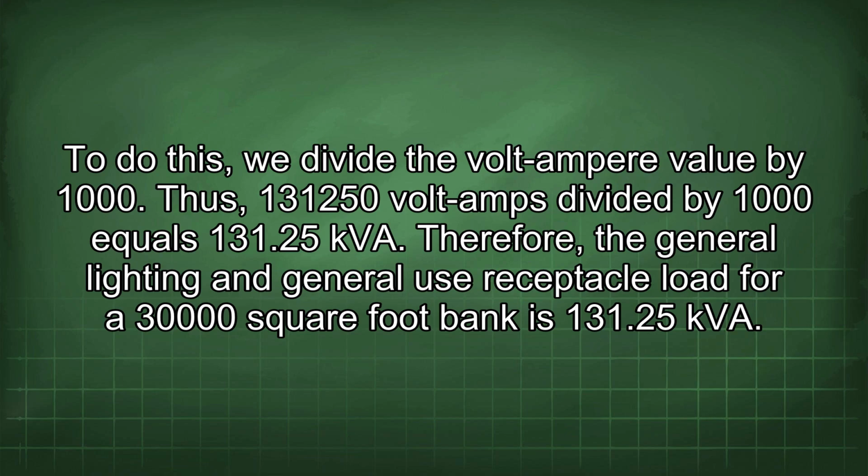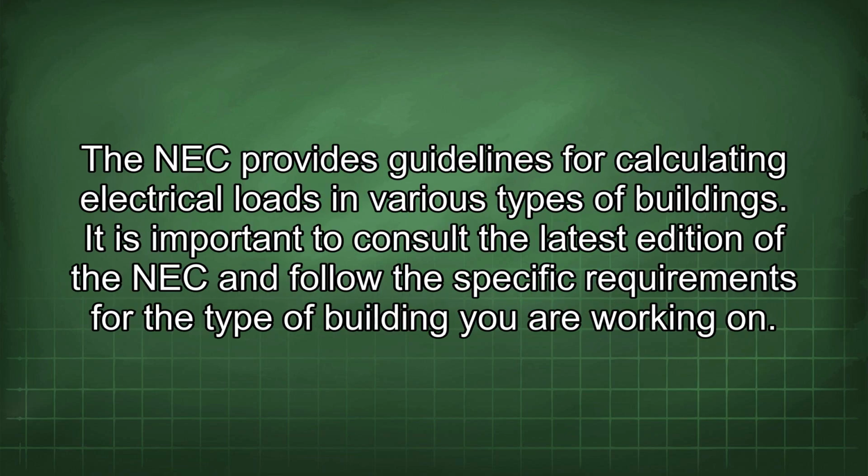Thus, 131,250 volt amps divided by 1000 equals 131.25 kVA. Therefore, the general lighting and general use receptacle load for a 30,000 square foot bank is 131.25 kVA. The NEC provides guidelines for calculating electrical loads in various types of buildings.